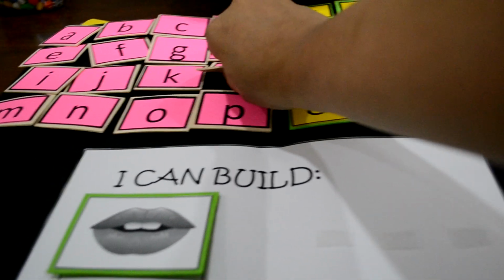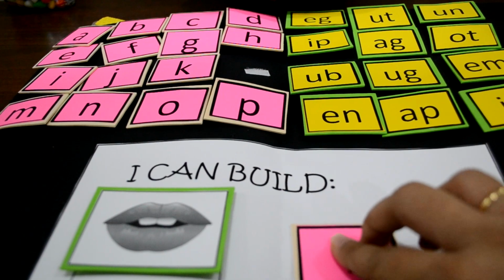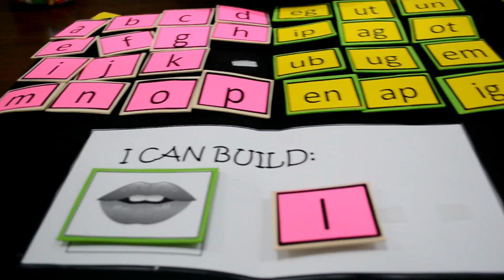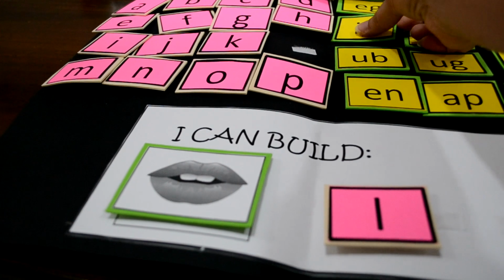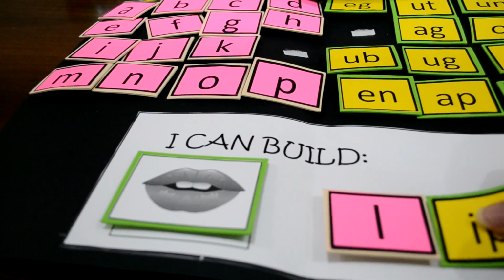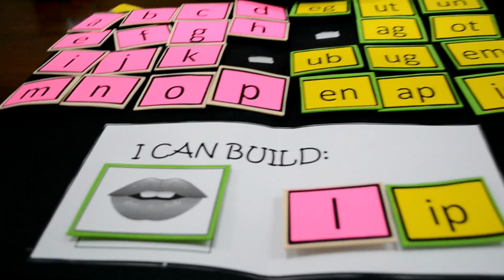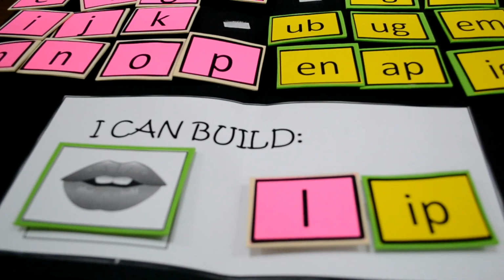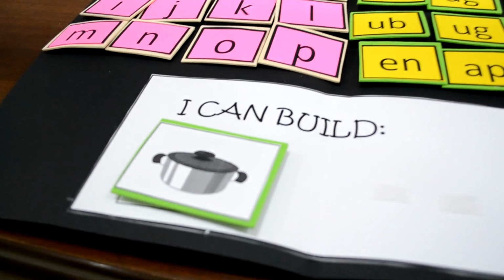If he knows his phonics, he will for sure tell me that L says L. L, ip, L, ip. And then we're going to paste ip, L, ip. See how colorful it becomes. It can differentiate between the letter and ip.